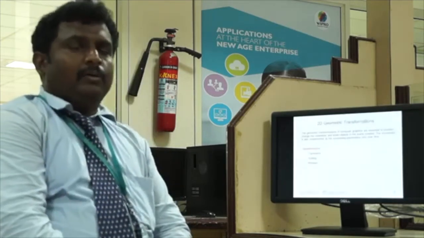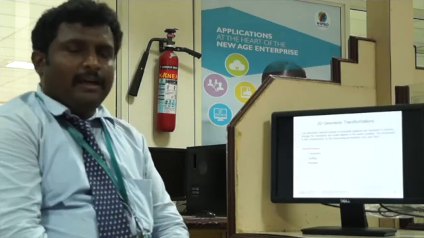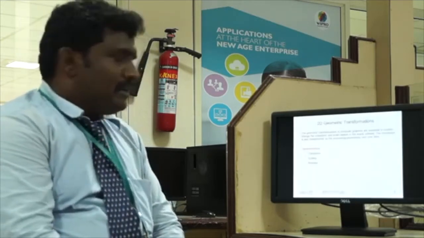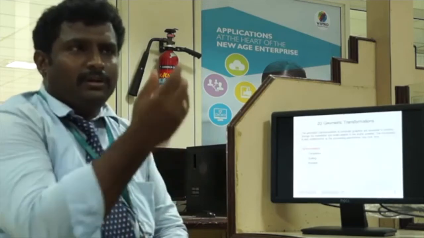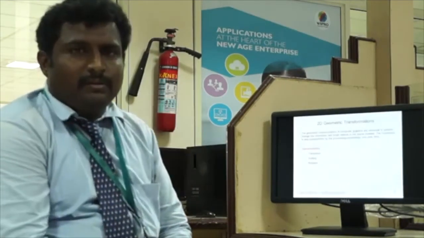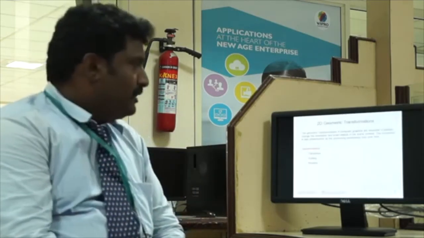So under 2D geometric transformations we have various transformations such as translation, rotation and scaling, and some other transformations called reflection and shearing. So what is this all about? Translation: I want to move an object. I know how to draw a circle. Now I want to perform an animation with the circle, which means I need to move a circle from one place to another place. That can be done by using a translation.